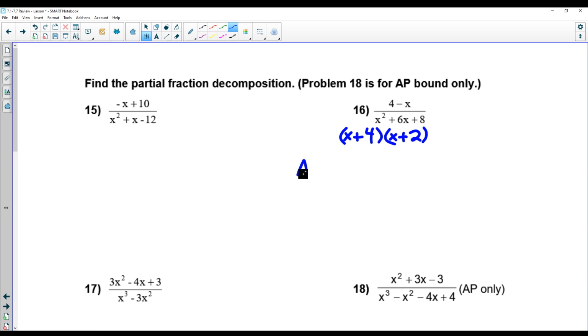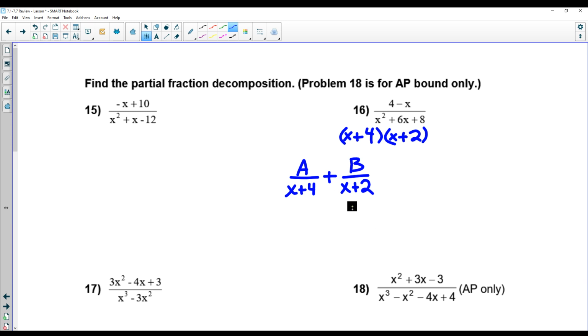So I'm going to have A over x plus 4, because I have no idea what the numerator is. So I'm just going to leave it A. And then I'm going to have B over x plus 2, because again, I have no idea what the numerator should be. And it doesn't matter if you switch A and B here as far as which one's over x plus 4, which one's over x plus 2. Totally up to you there.